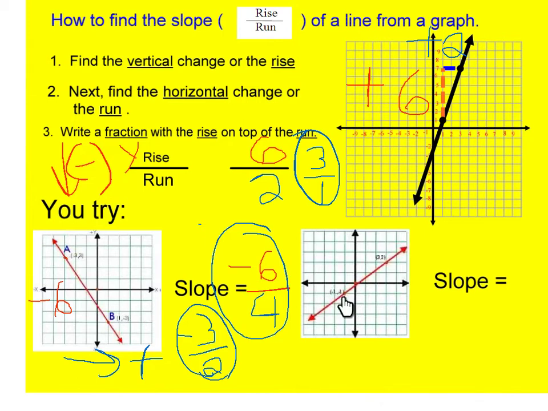Let's try this one. I'm going to start at this point and work my way to that point. So at first I'm going to go up. 1, 2, 3. So I went up 3. And that's a positive move. Going up is positive. So that's a positive 3. Now I'm going to do my run. That was my rise. Now my run. So 1, 2, 3, 4 spots to the right.